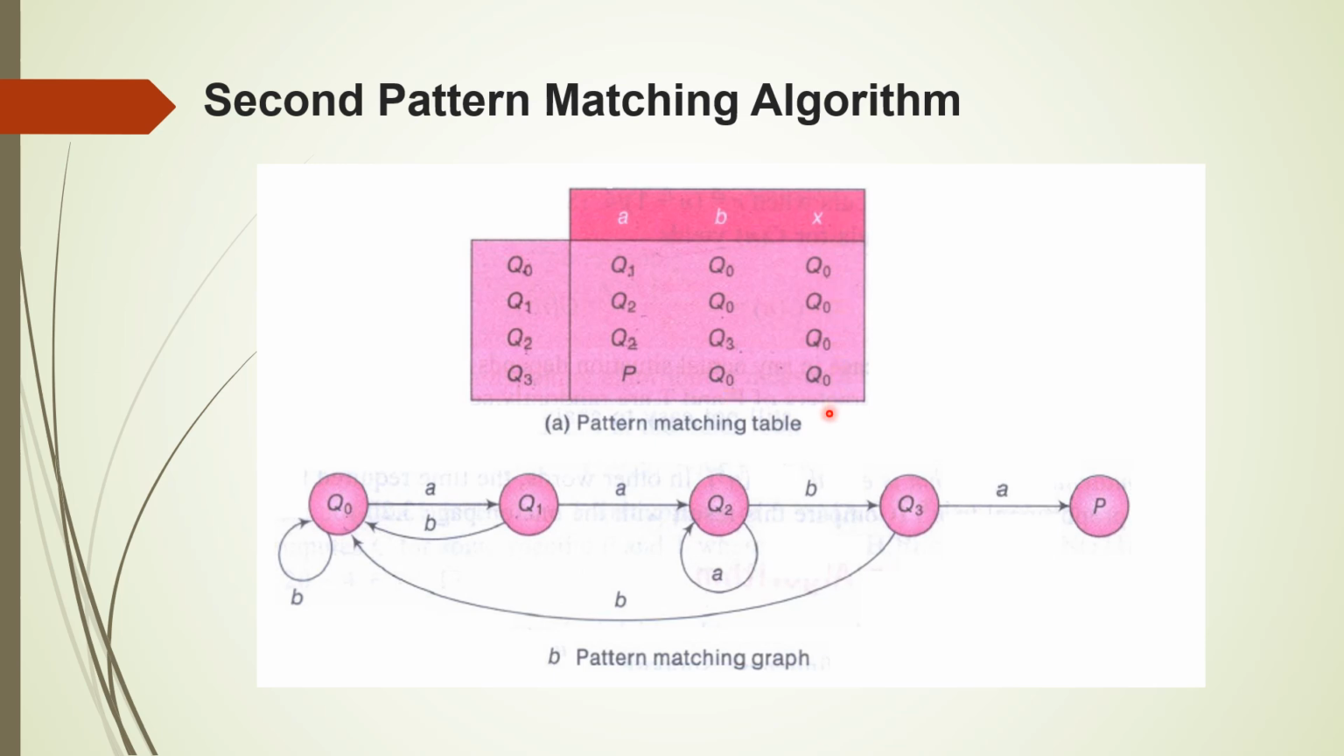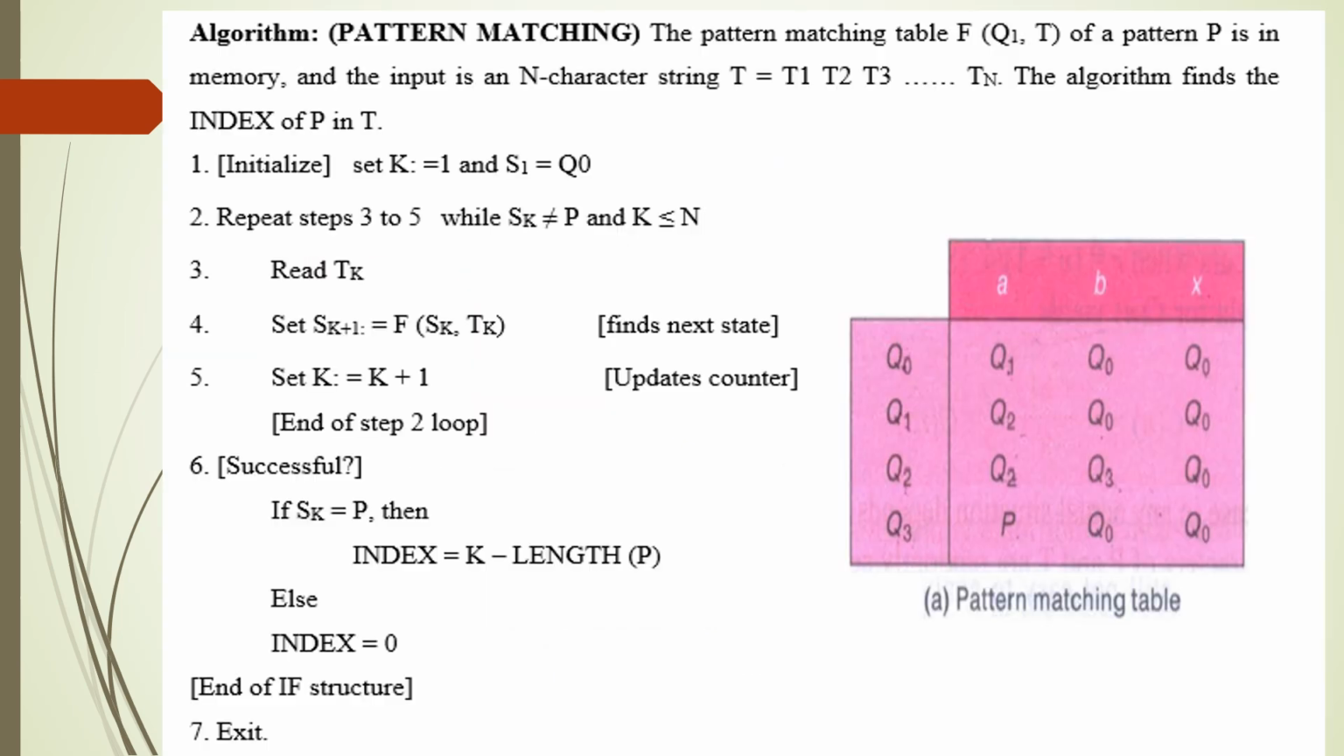So this is how we will construct the transition diagram and a transition table. Once the transition table is ready, then you will apply the second pattern matching algorithm to check whether the pattern is present in the text or not. Now let us see how this algorithm works.